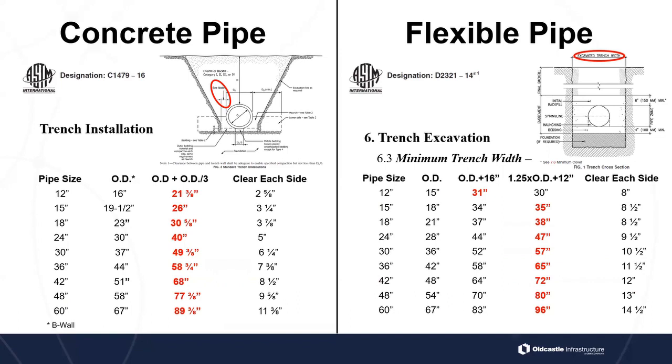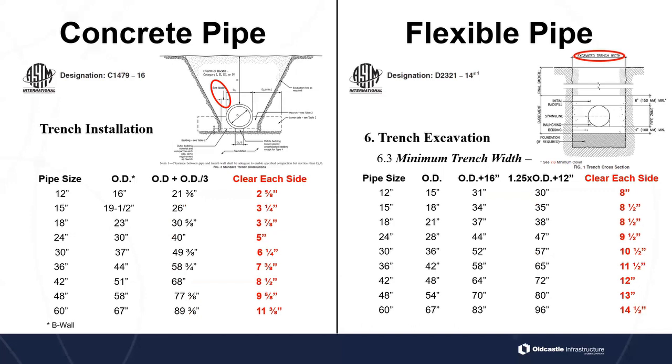However, outside diameter times 1.25 plus 12 inches is only 30 inches. So the controlling one would be the outside diameter plus 12 inches, which is your 31 inches. If you notice, some of these are quite a bit bigger there. Now, I like to look at the clear distance on each side.